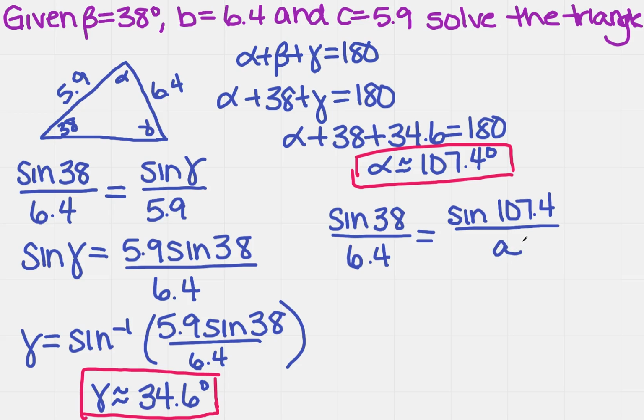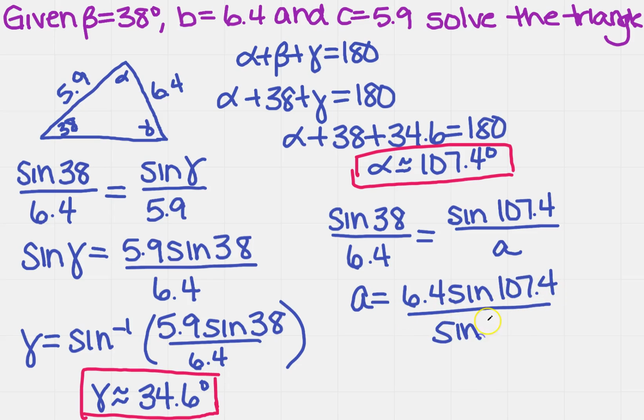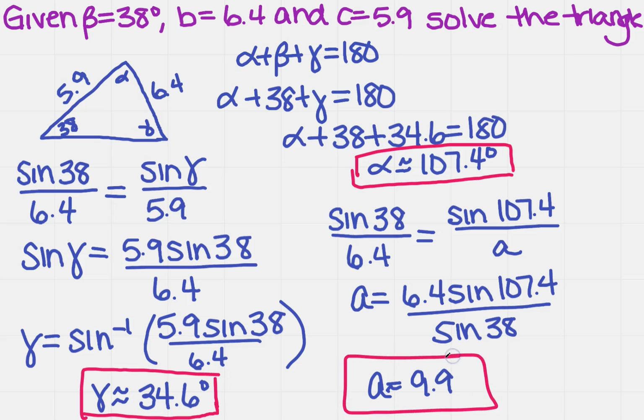Again, I need to solve for A, and when I do that, I get A equals 6.4 sine 107.4 divided by the sine of 38. Now remember, again, we're in degrees, so when I do this one, I get that A is going to be about 9.9. I'm going to go ahead and box that. That's my third and final answer.